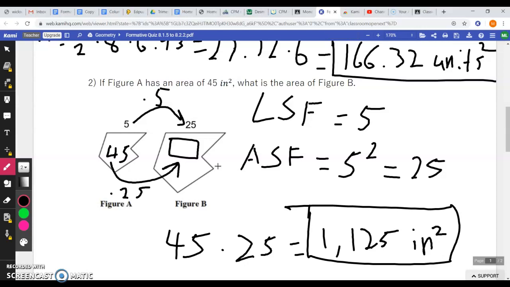So say, I know the area scale factor is 25. Well, what's the linear scale factor? Well, it's the square root of 25, which would be 5. Just important things to remember, because in our lesson tomorrow, I use some of that vocab.